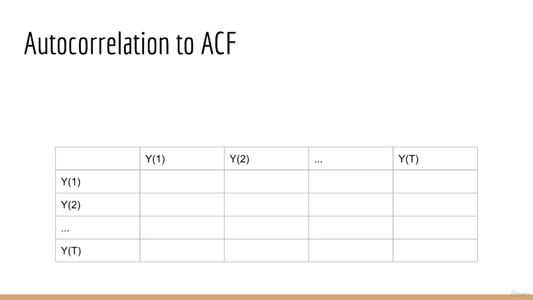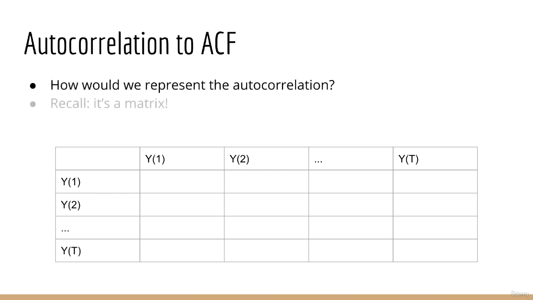Now, these equations are nice, but how will they help us choose Q? Now that we understand what the autocorrelation is, we can discuss the autocorrelation function. Suppose that we have some time series, y1 up to y big T. If we take the correlation between each point in the time series and each point in the time series, we will get a big matrix of size big T by big T.